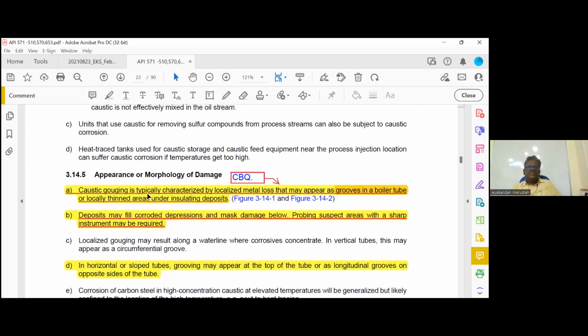Appearance, next page. Caustic gouging is typically characterized by localized metal loss. They may appear as grooves in a boiler tube. That is important. Close the question. Groove in a boiler tube. But suppose you cut the tube, the groove may not be visible because it is filled with corrosion product. You have to use a knife or a sharp tool, then only you can find the groove. You can see next one. Deposits may fill corroded depressions and mask damage below. Probing the suspect area with a sharp instrument may be required.